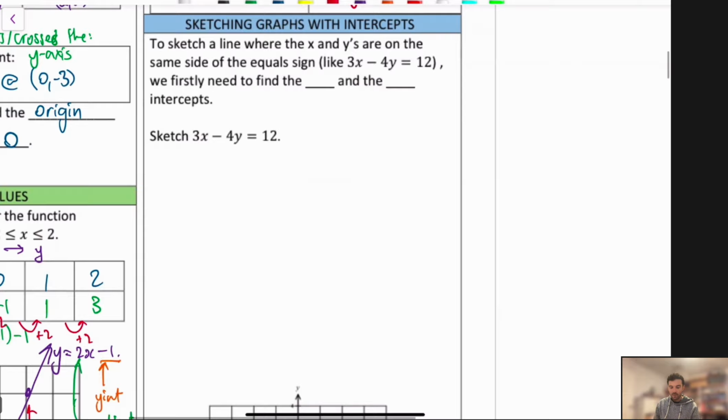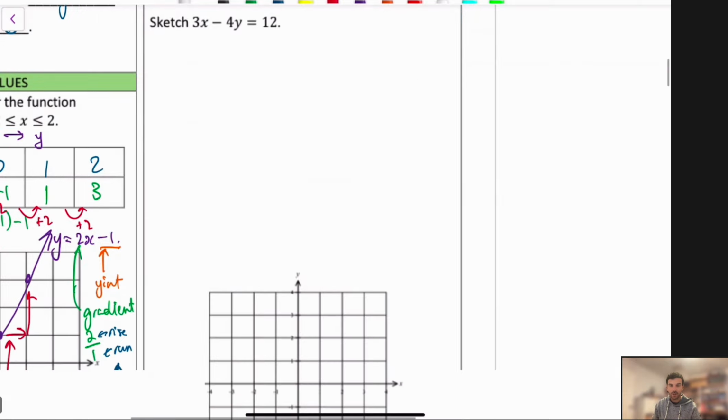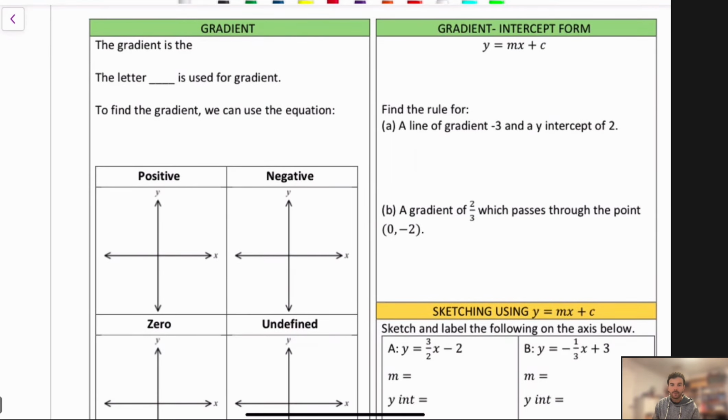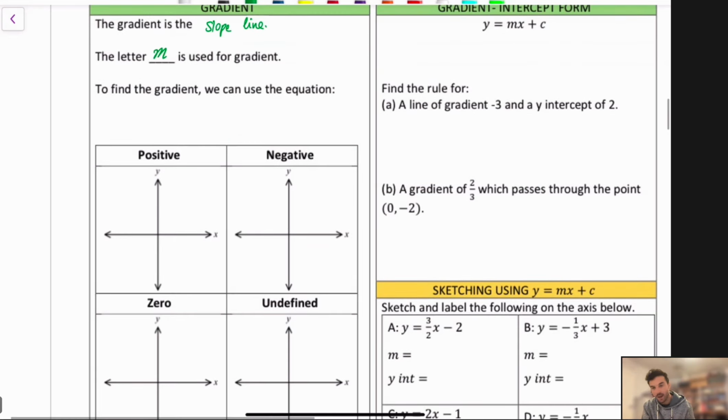Okay. Now, what we're going to do is skip this for now. We'll come back to sketching graphs and intercepts. We're going to have a look at gradients. Now, the gradient is the slope of a line. You can talk about the slope of a line: it could be positive, it could be negative, it could be steep, it could be not so steep. The letter used is M, and the gradient is equal to rise over run. Now don't ask me why the letter M, but that's our equation.